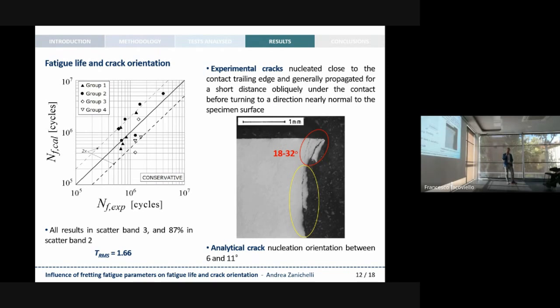So the analytical estimation of the crack nucleation orientation that we have obtained ranged between 6 and 11 degrees, and this value is related to double the grain size of the material, so a length equal to 100 microns. And so those values should be compared with that coming from the experimental observation related to the first part, that is the one circled in red. So we can say that we quite underestimated the crack orientation.